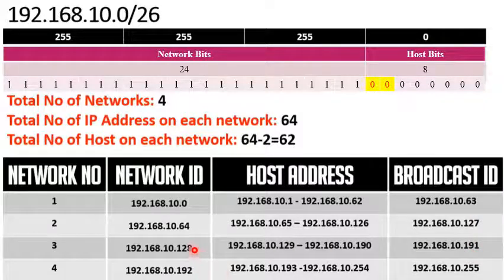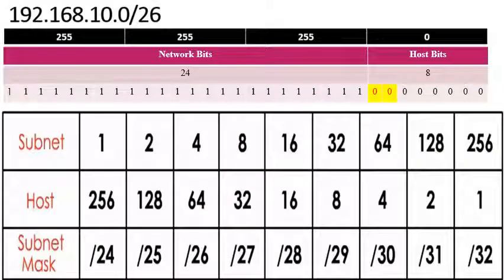Again, you have to add 64 plus 128, you will get 192, and 64 plus 191, you will get 255. So this is the easy way to find out the network address as well as the broadcast address. In between the network address and broadcast address, you will get the host addresses. Okay, so this is the easy way to find out the subnet mask.